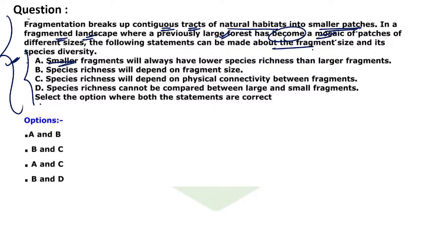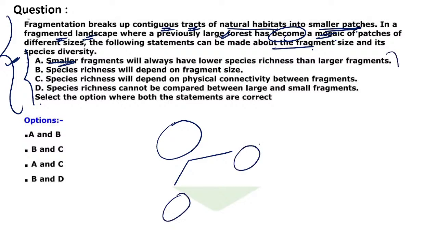Easy question. Write out, everyone. Fragmentation breaks up the contiguous tracts. That is, you have an element or an island, we can say, and it breaks down into two smaller fragments. It has given you four pieces of information according to the fragment size and the fragmentation content.